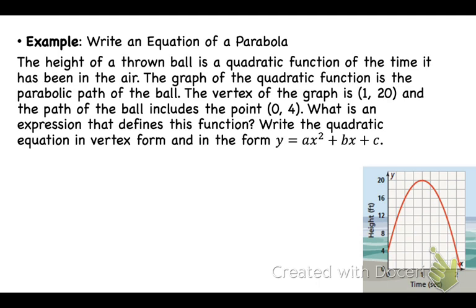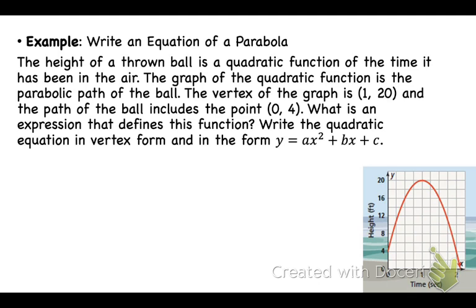No. No matter how much you want to do a straight throw in softball, it's not usually pretty straight. So gravity has an effect on it. So the parabola may look different, but it is always a parabola. The height of a thrown ball is a quadratic function of the time it has been in the air. The graph of a quadratic function is parabolic.